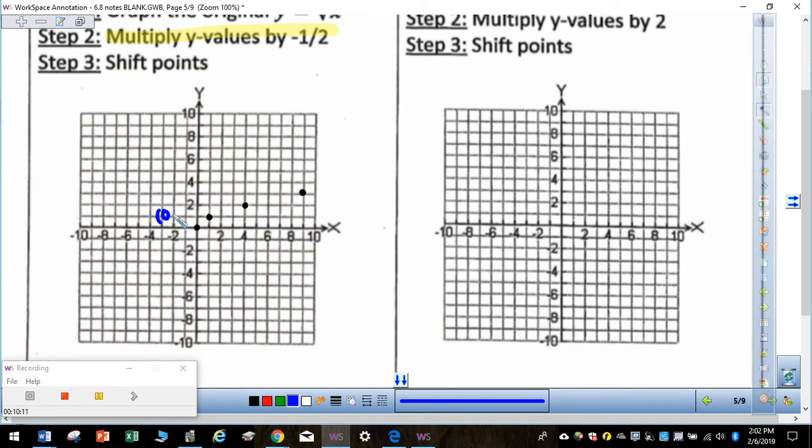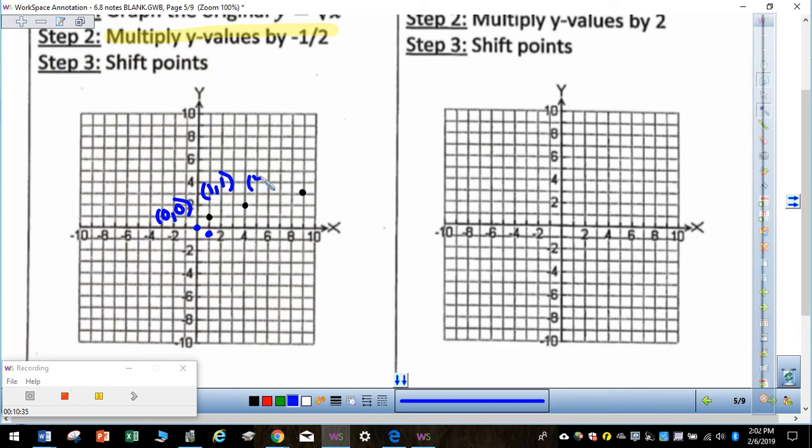Let's actually write the ordered pairs off to the side. So we're going to keep the x value the same. The y value is 0. 0 times negative 1/2 is still 0. So that point is going to stay where it is. Now, the next ordered pair is 1, 1. We're going to multiply the y value by negative 1/2, keep the x value the same. So it's going to be an x value of 1, but now the new y value is negative 1/2.